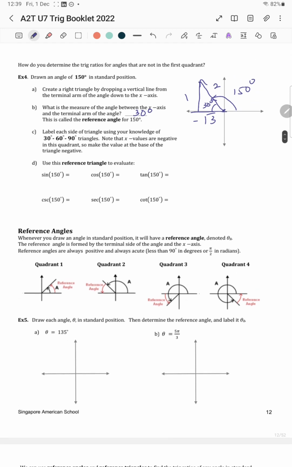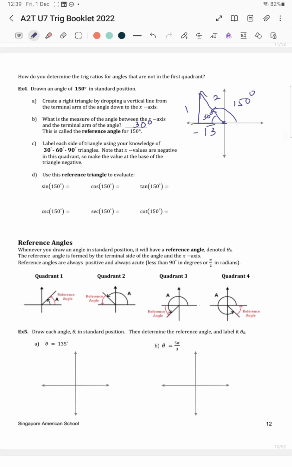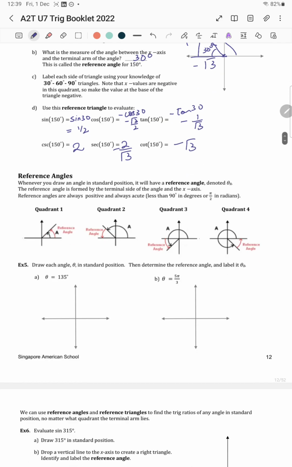So using the reference angle, we can evaluate sine 150. Sine 150 is equal to sine 30, and sine 30 is equal to 1 by 2. Cos 150 is equal to minus cos 30, which is equal to minus square root 3 by 2. Tan 150 would be equal to minus tan 30, minus 1 over square root of 3. The reciprocals would follow the same signs.